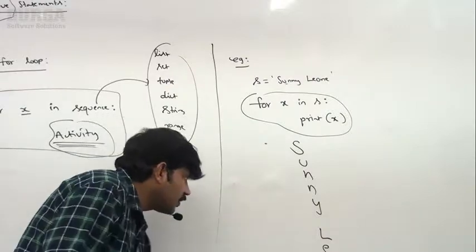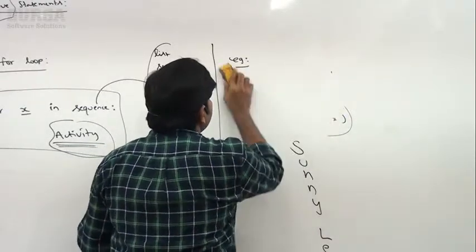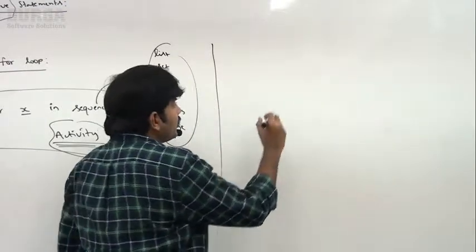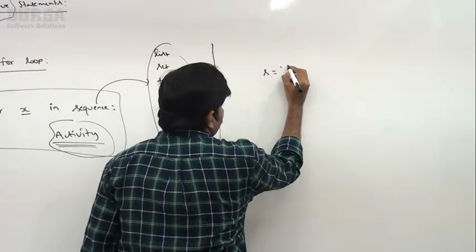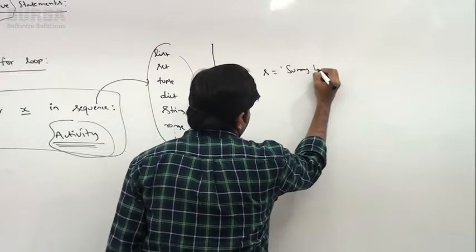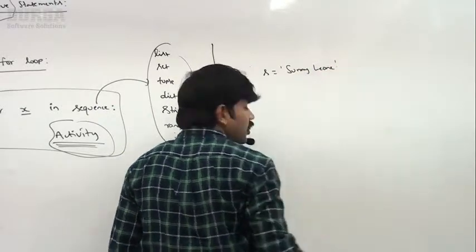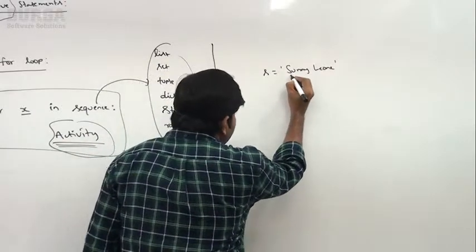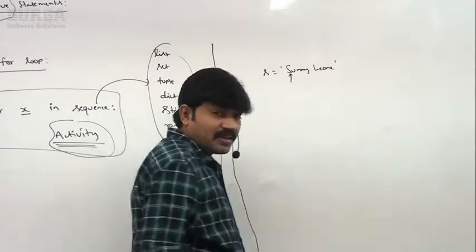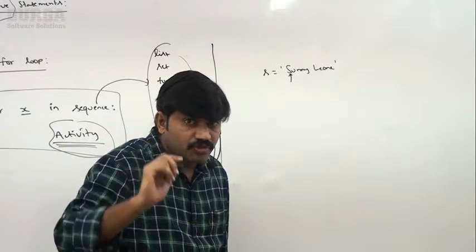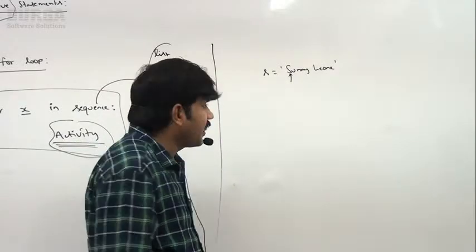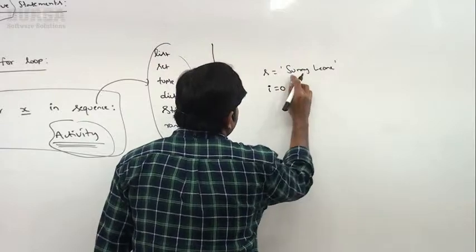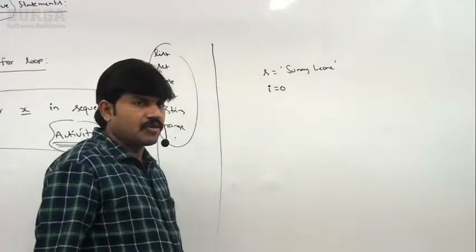Just observe carefully, here I want to change the logic. Have a look: s is equal to Sunny Leone, like this I'm taking. Any string you can take. Now, what is the index of S? Because the first index in Python is always 0. Python follows 0-based indexing, right? Okay, 0. Now let me take i is equal to 0.